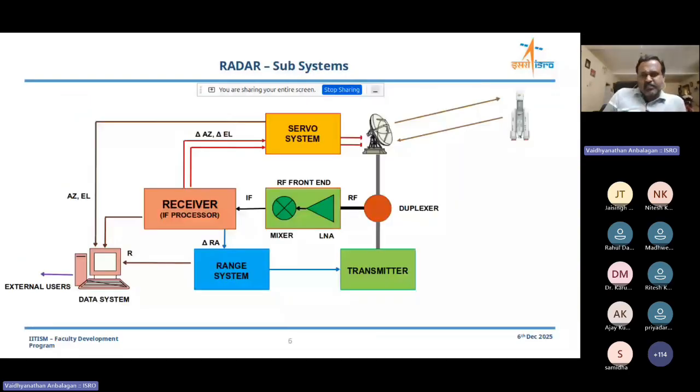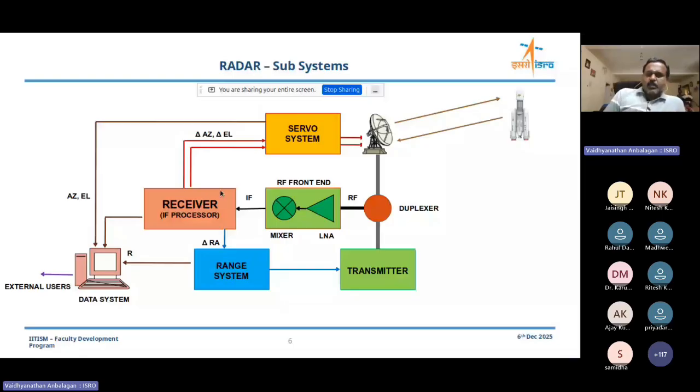Coming to the major subsystems of radar, radar basically has a huge transmitter which generates the required RF signals of huge power that are radiated towards the target through the antenna. The signal can be either pulsed or CW, a continuous signal. It hits the target and comes back. The received signal is received by the same antenna and sent through a duplexer to the receiver.